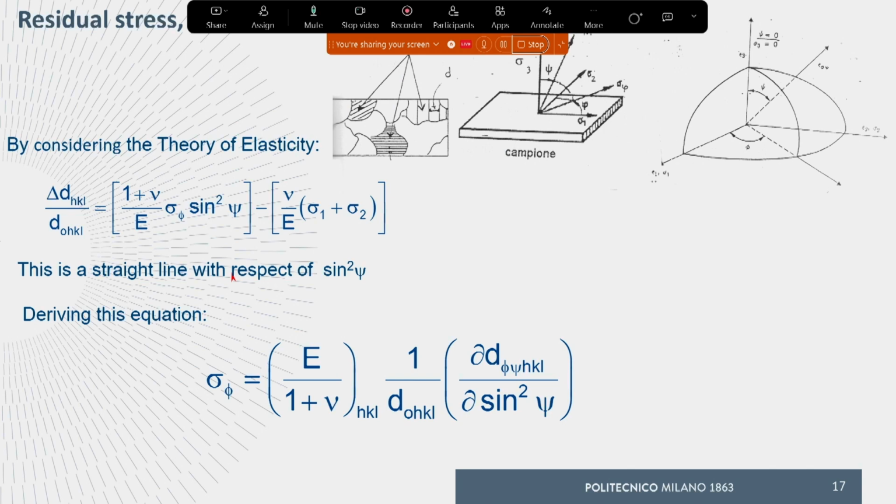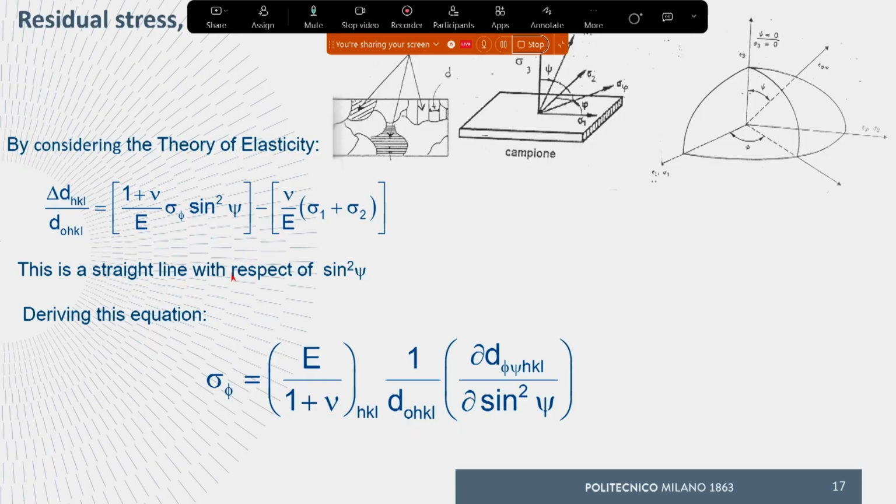And so what can we say? Instead of epsilon, we can put here the definition of epsilon, delta D over D, and this is equal to this quantity. And finally, if the variable is considered sin² psi, this is a straight line. By deriving this straight line with respect to sin² psi, we can obtain the final equation that gives us sigma phi, the stress that lies in this direction.